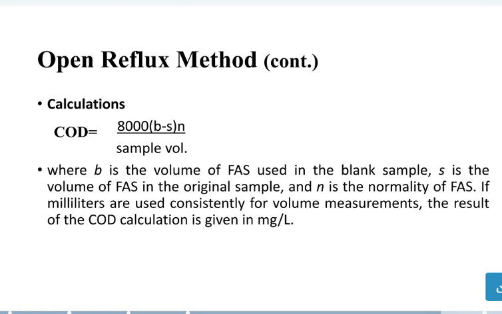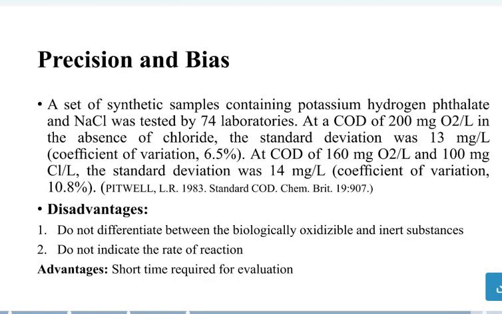Calculations: COD = 8000 × (B − S) × N divided by sample volume. You know, B is the volume of FAS used in the blank, S is the volume of FAS used in the sample, and N is the normality of FAS. If milliliters are used consistently for the volume measurement, the result of the COD calculation is given in milligram per liter.